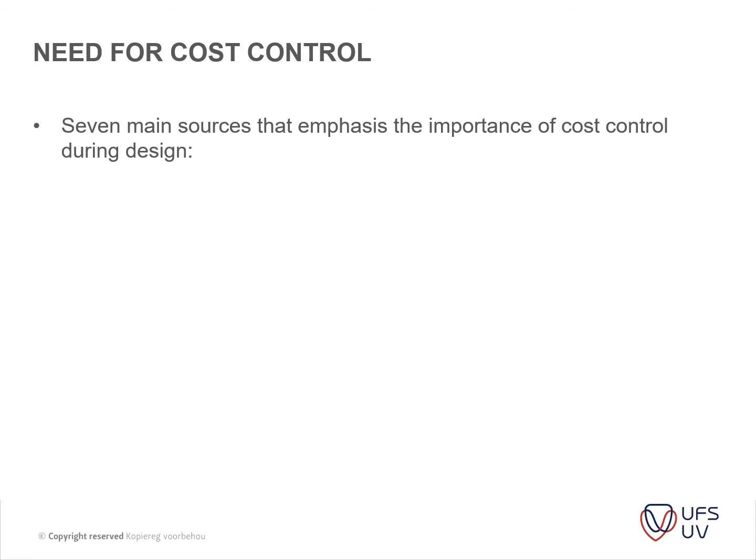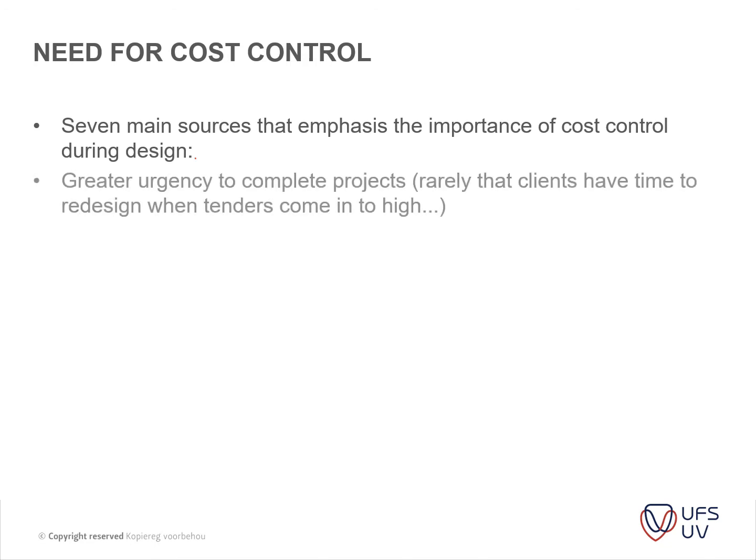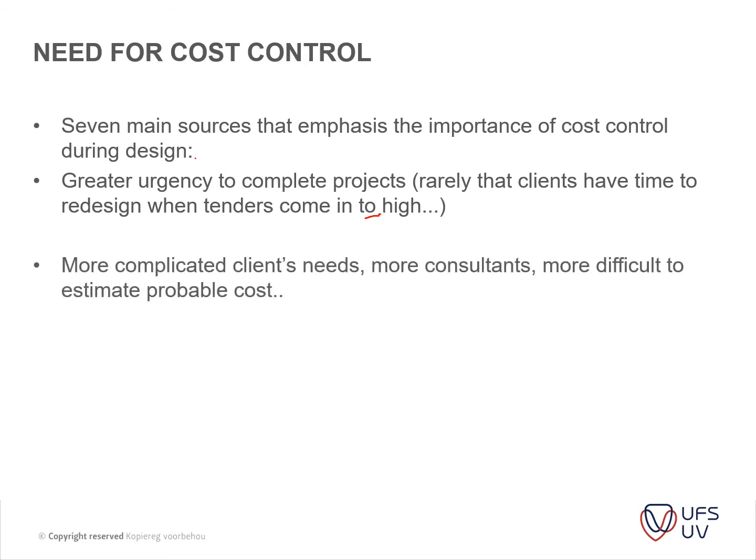Okay, so the need for cost control continued: there are 7 sources that emphasize the importance of cost control. The first is the greater urgency to complete the project. Rarely does the client have time to redesign when tenders come in. At that stage, time has progressed so far that the client doesn't really have time to go back to the drawing board to do a redesign. Then, more complicated clients need more consultants, and it is more difficult to estimate the probable cost. The more complex the project is, the more difficult it is to get an accurate cost early on.